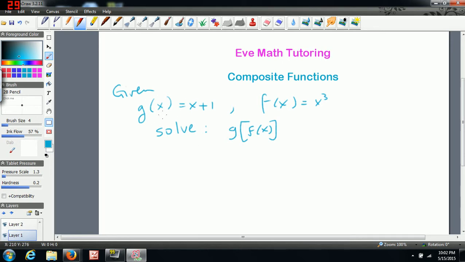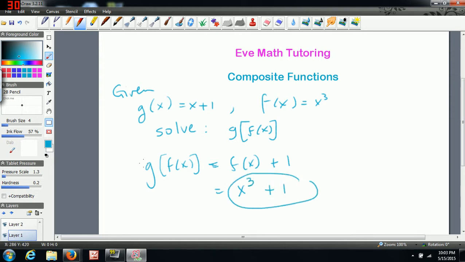So basically, what that does is it replaces your x with f of x. So g of f of x becomes f of x plus 1. So your f of x is x cubed, so we just plug that in, and then you've got your plus 1. So that would be g of f of x. So instead of x, you've got f of x, which is x cubed. So instead of your x, you end up having x cubed. Okay, so that would be that one.